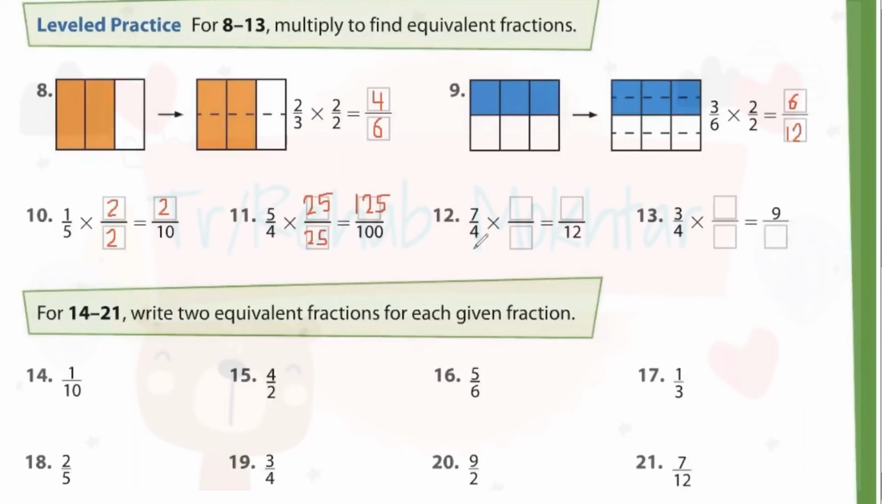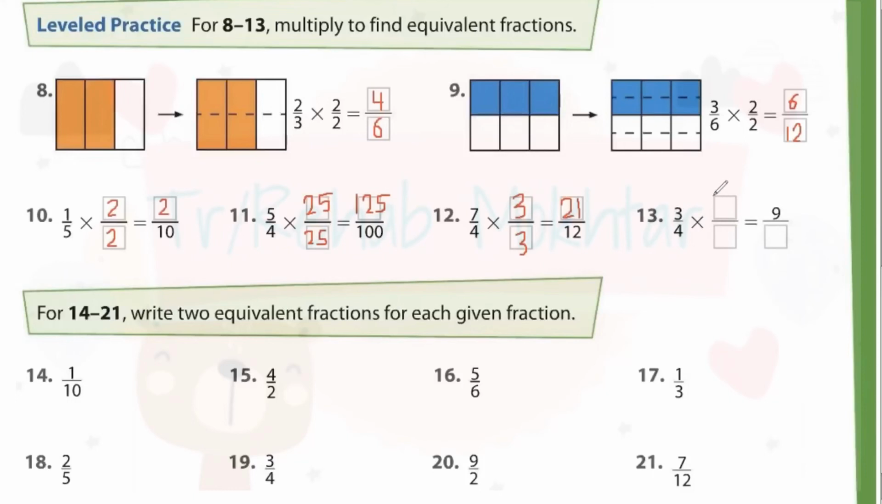7 out of 4 equals what out of 12? 4 times what equals 12? 4 times 3. 3 up and down, 3 out of 3. 7 times 3 equals 21. 4 times 3 equals 12.